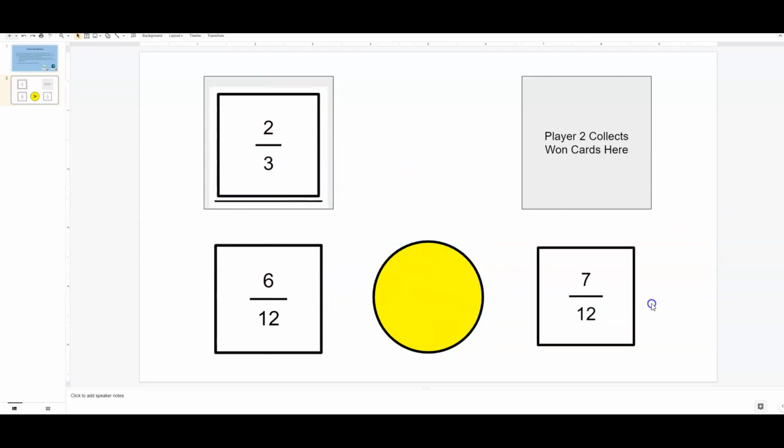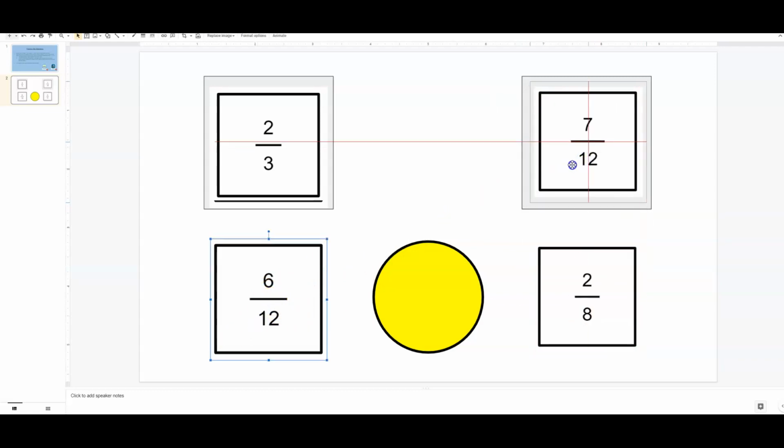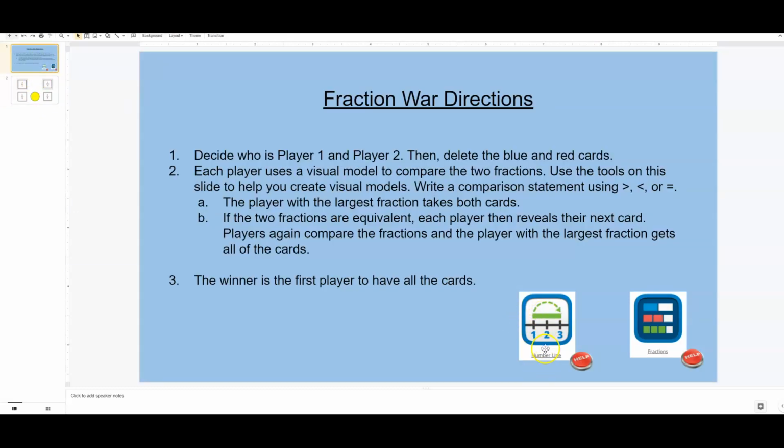And then we reset. We keep going. In this case, 7/12 is greater than 6/12 because of the common denominator rule. And so we go to player 2. Now remember to be using the number line tool and the fraction tool to help compare the two fractions.